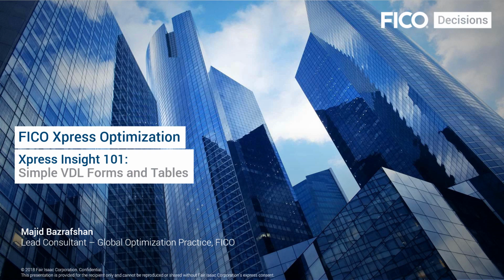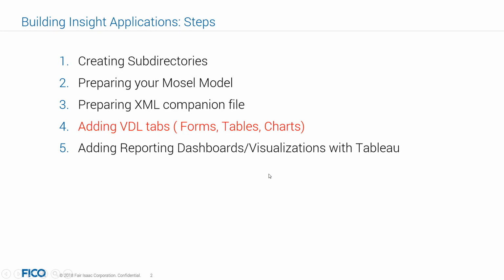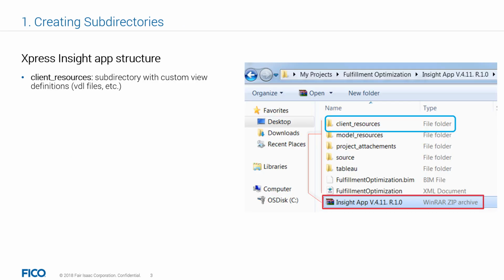In today's video, we will be talking about how we can create custom views with VDL. As you know, VDL is the fourth out of 5 steps that you would need to take to create custom views. Custom view definitions or VDL files sit inside the Client Resources folder. In the previous video, we talked about how you can add the name of the VDL files and the name of the tabs in the XML companion file.